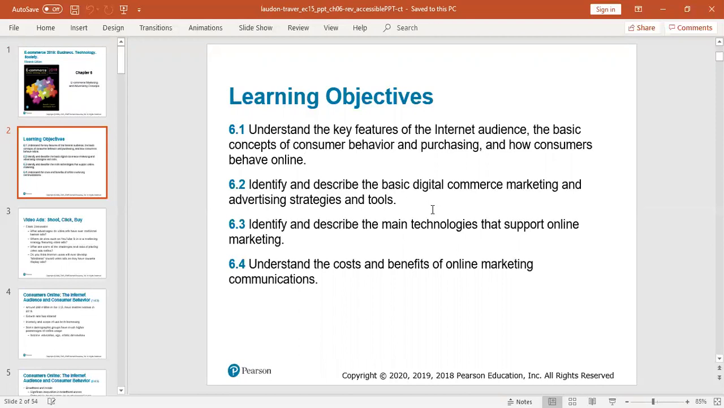Being done with this, we'll move on towards identifying and describing the basic digital commerce marketing and advertising strategies and tools. We'll talk about the different strategies e-commerce merchants are using today digitally to attract buyers, how they advertise online, and what strategies and tools they are using. Thirdly, we'll talk about the identification and description of main technologies that support the entire online marketing business, and we'll study the costs and benefits that go into designing an online marketing communication program. Okay, these are four interesting topics.